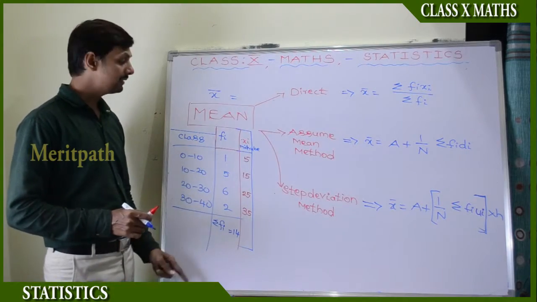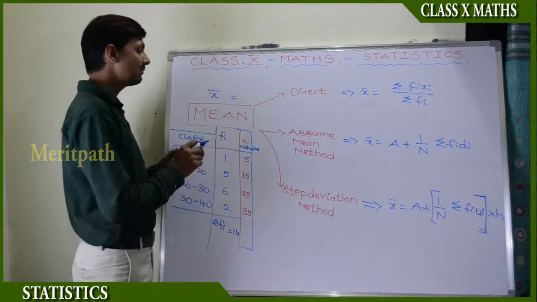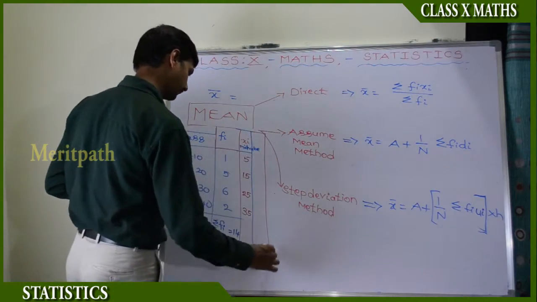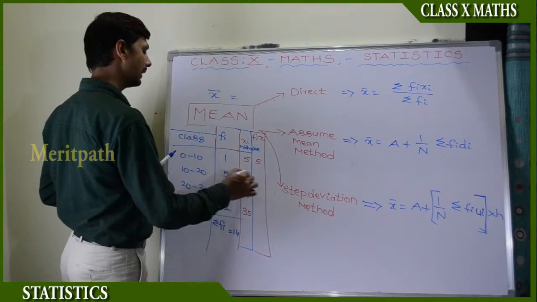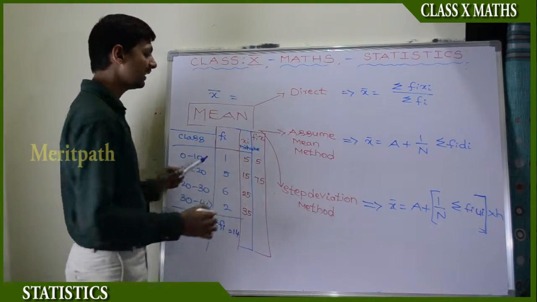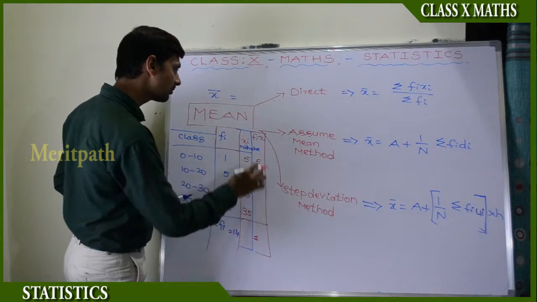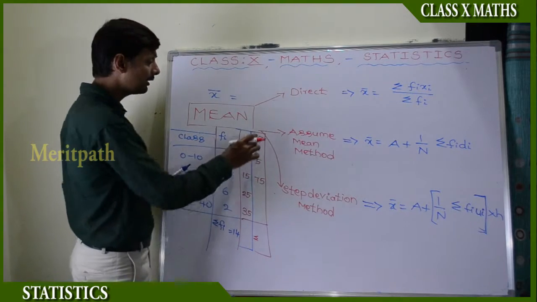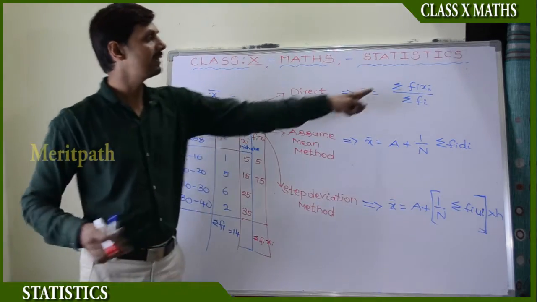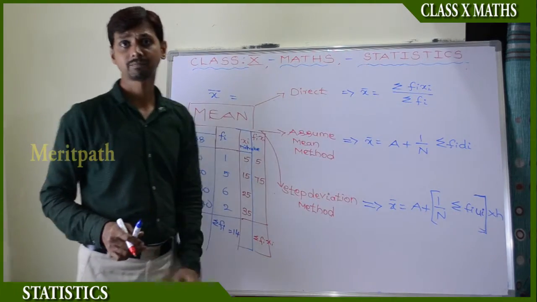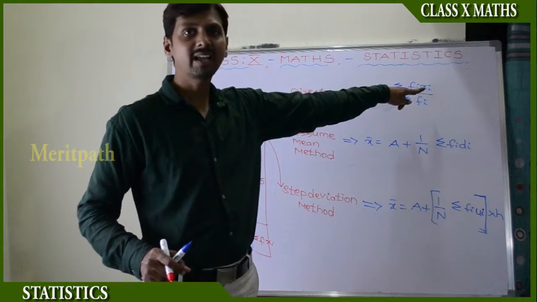And then for sigma fi xi, let's multiply these both numbers. Fi xi is nothing but the product of these both numbers, and in the similar manner we multiply all of them. After multiplication, when we add all the values of fi xi, we get sigma fi xi. So this is sigma fi xi divided by sigma fi. So that method we got: x bar is equal to sigma fi xi by sigma fi.